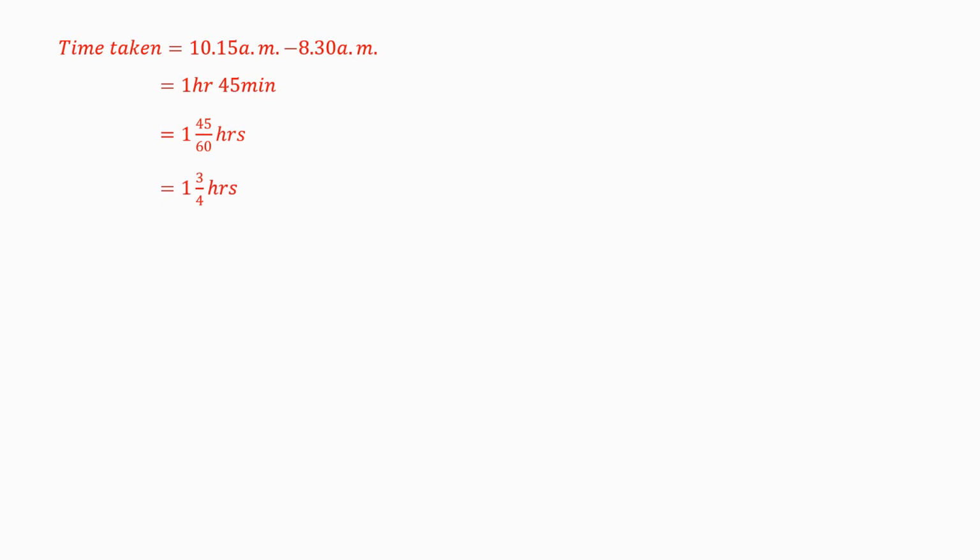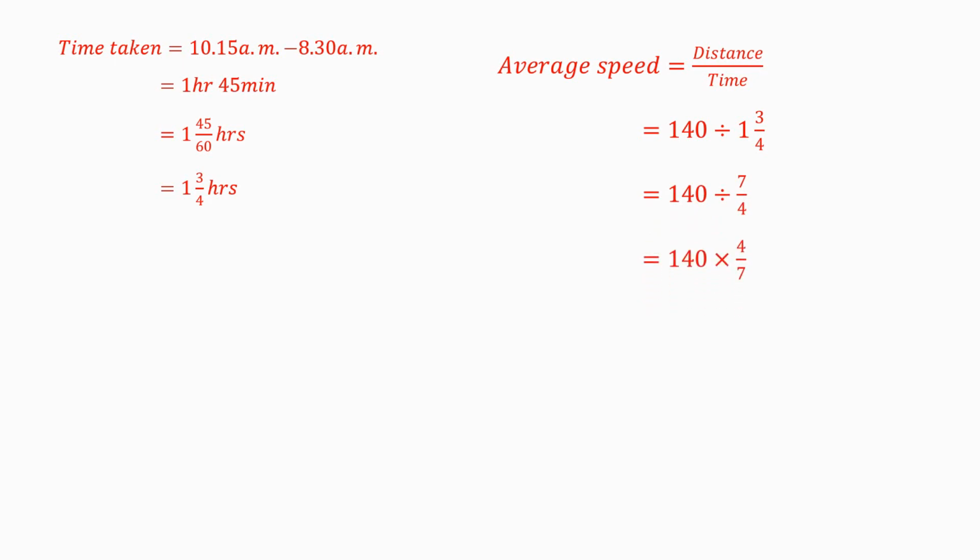And the average speed is equal to distance over time. So we substitute, the distance is 140 and the time taken was 1 and 3 over 4 hours, which is similar to 7 over 4. Then we multiply by its reciprocal. We have 140 times 4 over 7. We simplify, we have 80 kilometers per hour. So the average speed was 80 kilometers per hour.